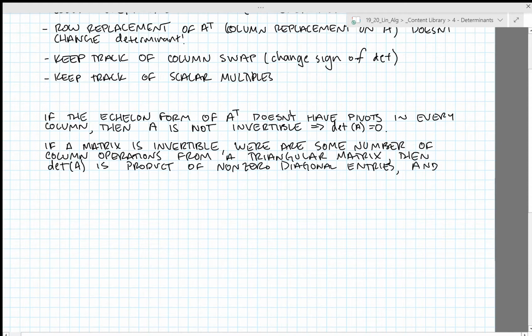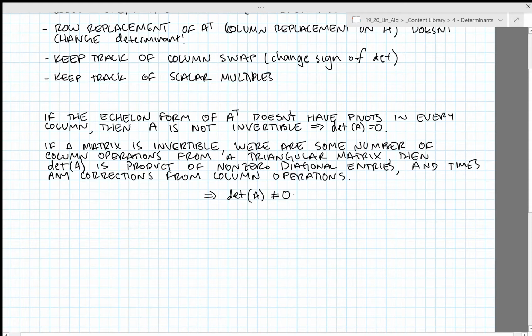and also, it's not that simple because we did some column operations. If we did some column swaps, it might change sign, and if we had some scalar multiples, we might have those. So we'll say times any corrections from column operations. And the take home is that that number then is not 0.